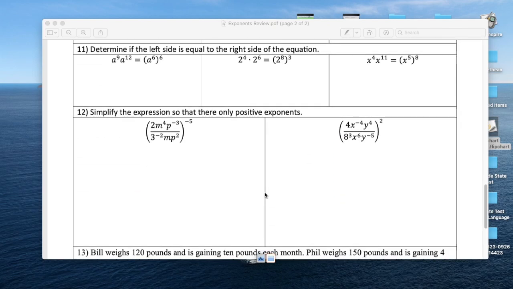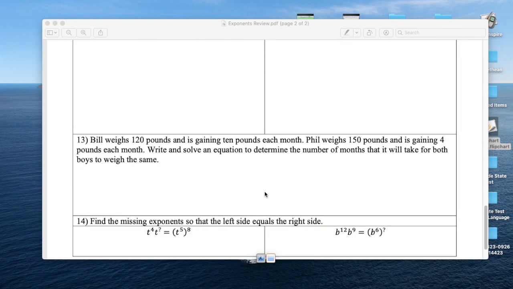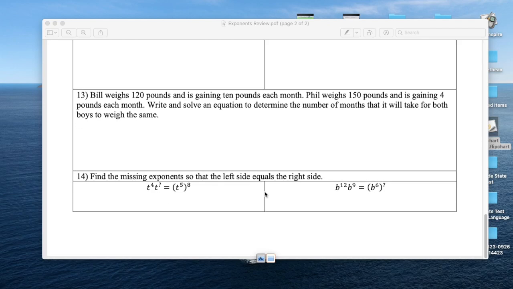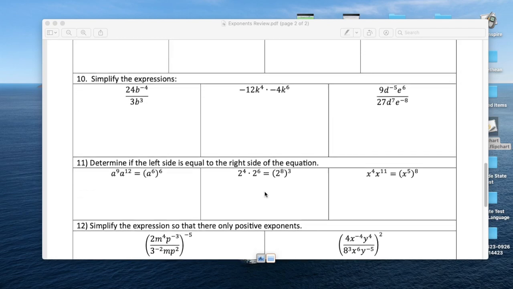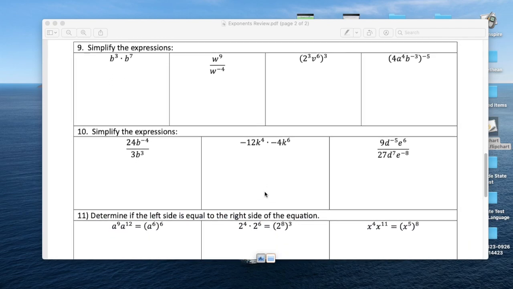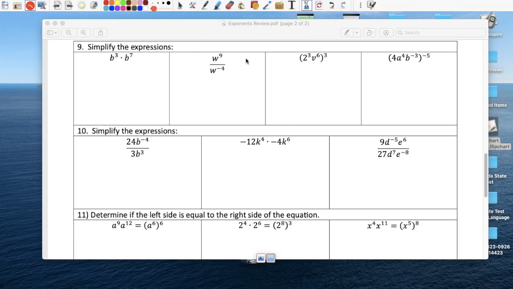So most of your test is on exponents, but you'll have 2 equation problems. Okay, so just be aware of that.